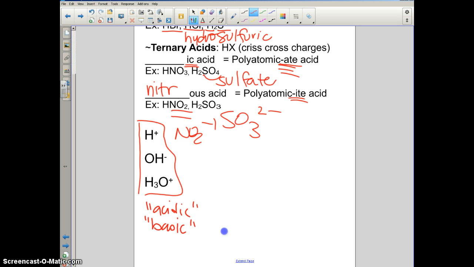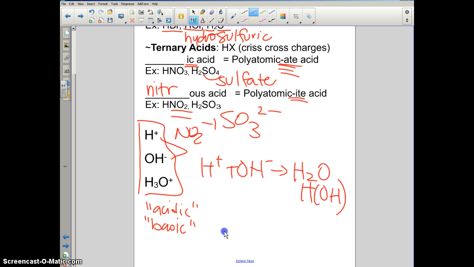So I want you to remember that these two can come together to make water. So H plus and OH minus can come together to make water, or you can also write as HOH, and that will allow you to see how the ions actually are attracted to one another.